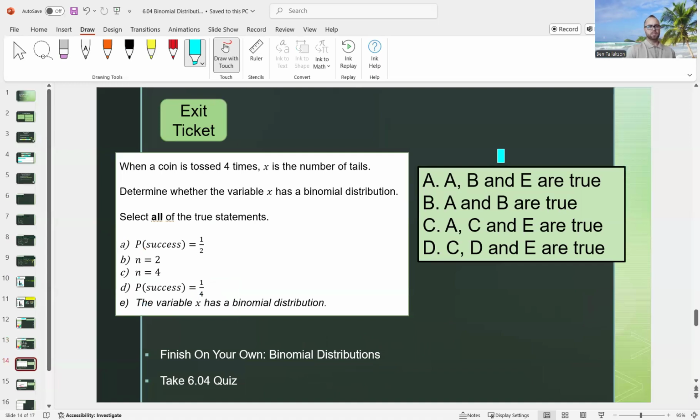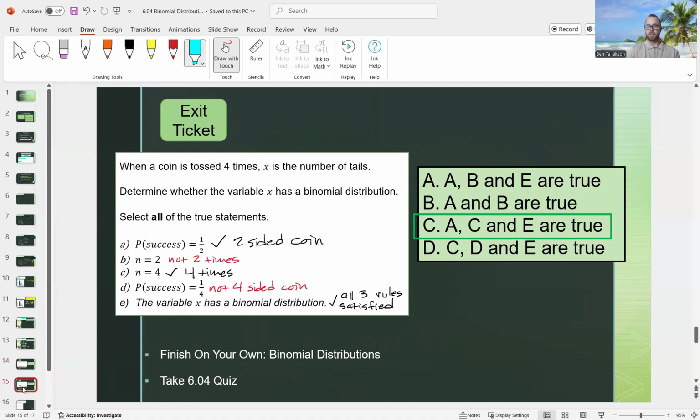And our exit ticket. Try it. See how you do. And the answer is C.